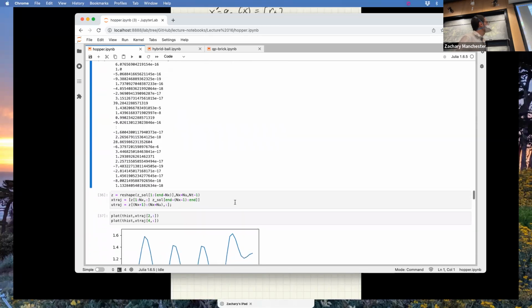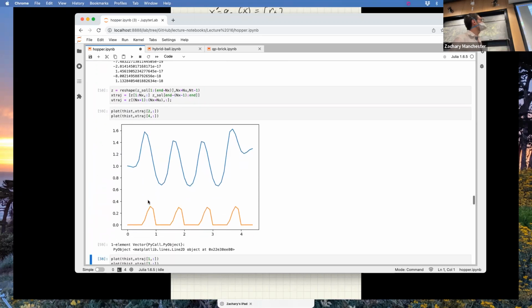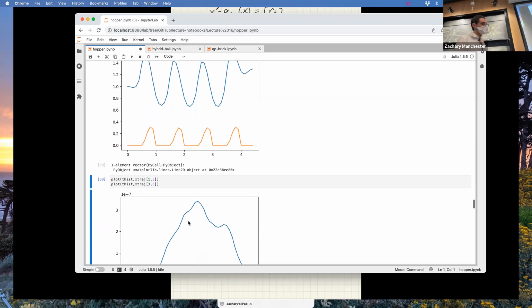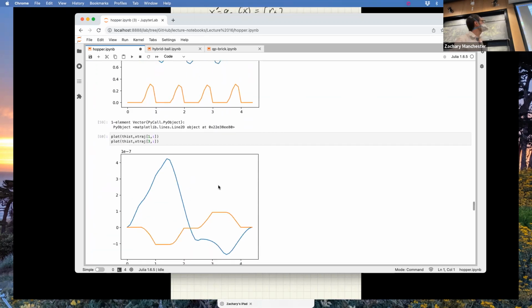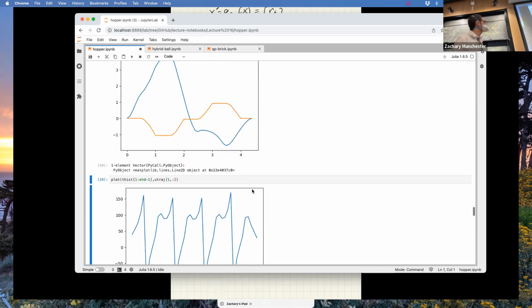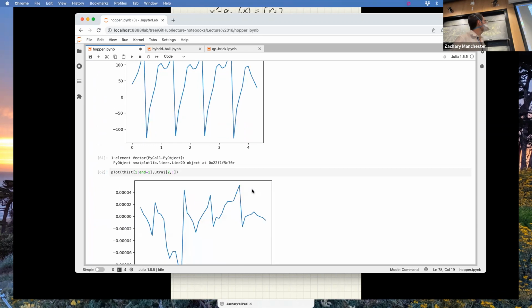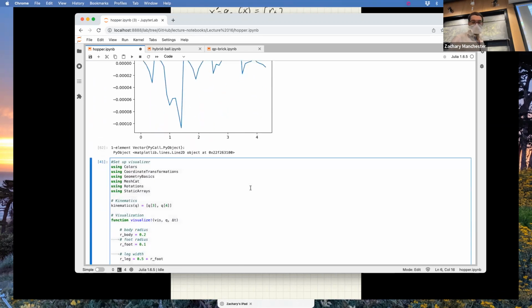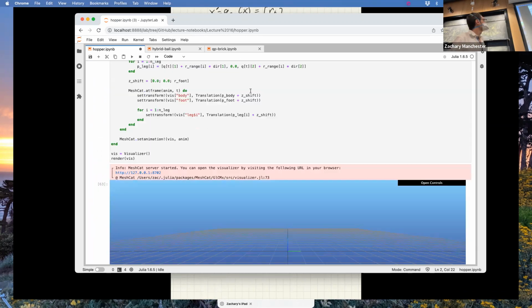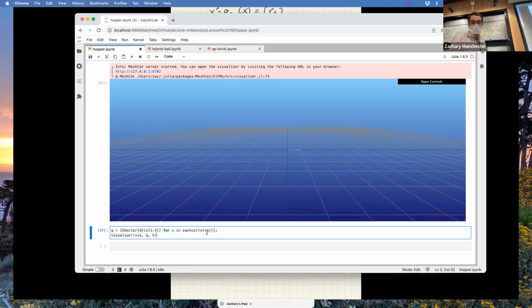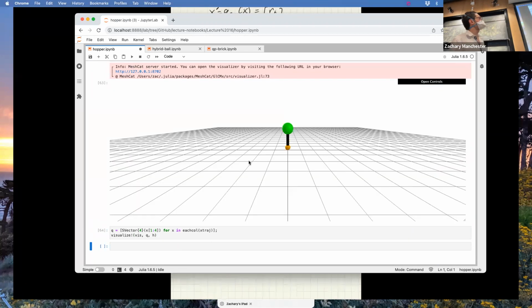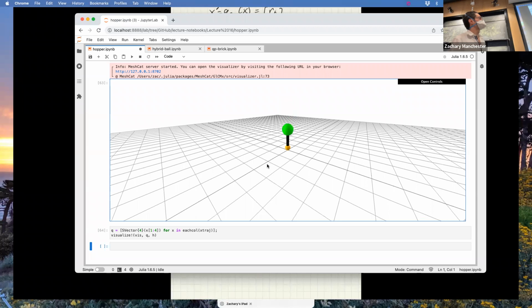Optimal solution found, hooray. So now we can plot this stuff. This is the body height and this is the foot height. So you can see the foot's stance phase, flight phase, and so on. This is basically zeros, 10 to the minus 7, that's just noise. And let's go animate this thing. Okay, here we go, visualizer. Yeah, hopping up and down.